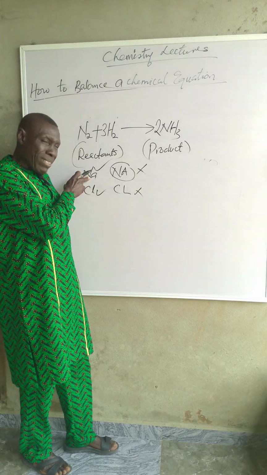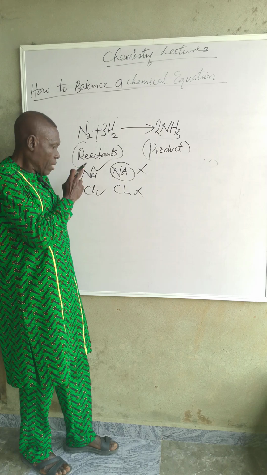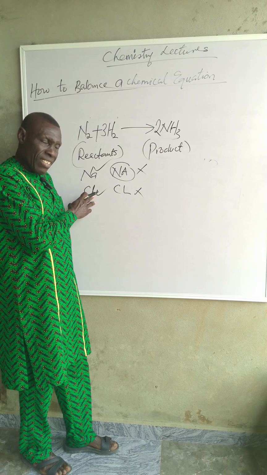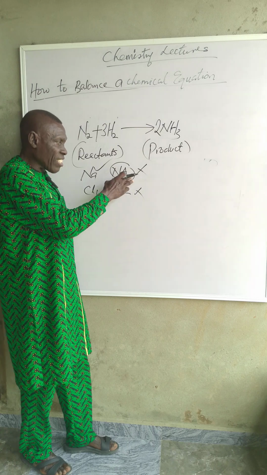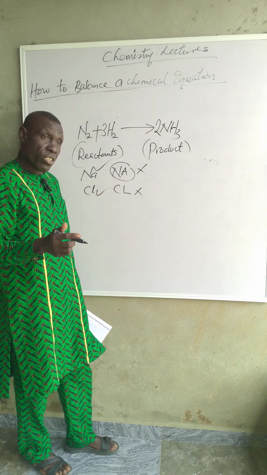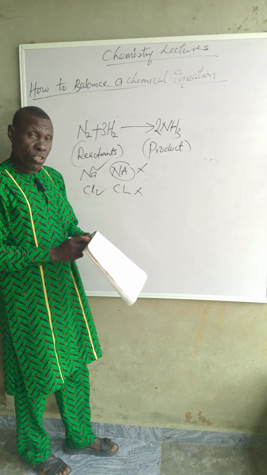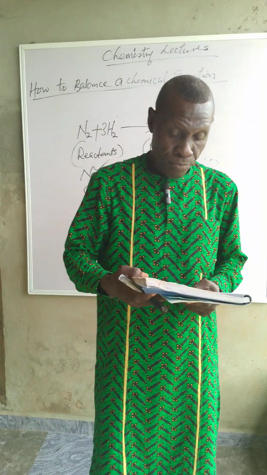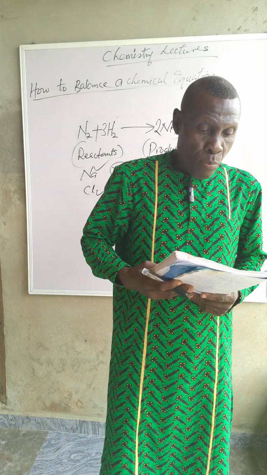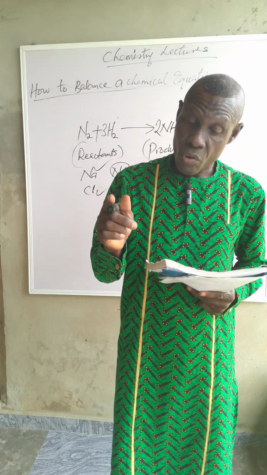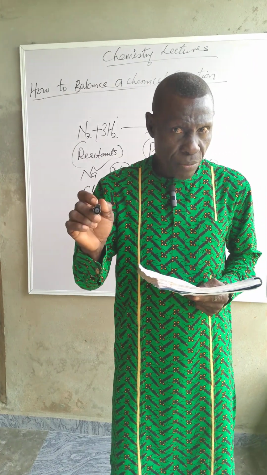So sodium is capital N, small a. Chlorine is capital C, small l. These are the correct symbols for these elements. If you are writing a chemical equation or balancing an equation, you must know the correct chemical symbols for the elements that are about to react. Very, very important.